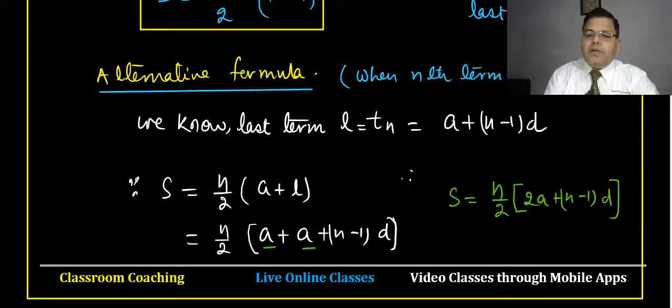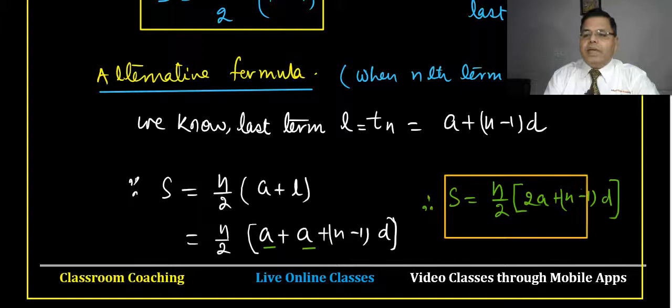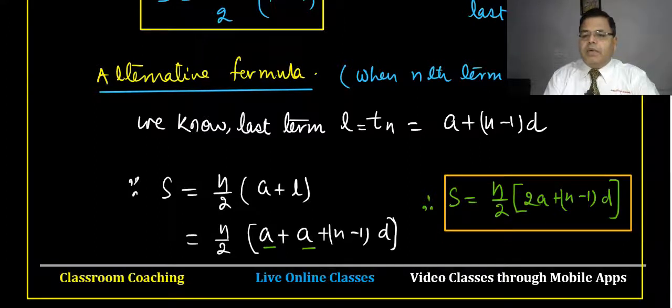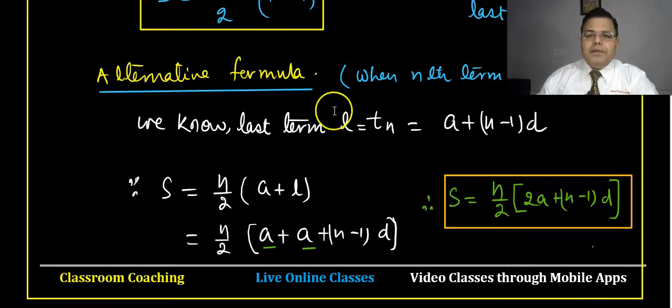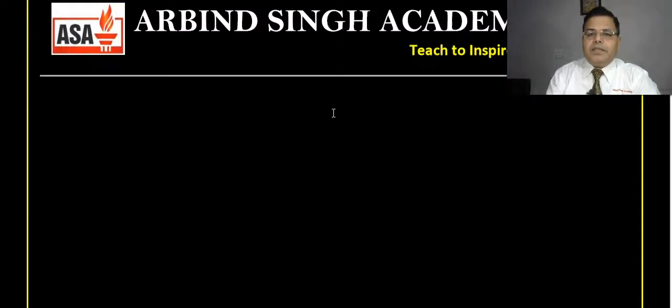This is the formula for the sum of the first n terms, and this is another form which we can use further: S is equal to n by 2 into 2a plus n minus 1 into d. Everybody knows what a is, what n is, what d is. So whenever the last term is not known but the common difference is known, in that case you can use this formula. So hopefully you got it. Let us do some questions on the basis of this.